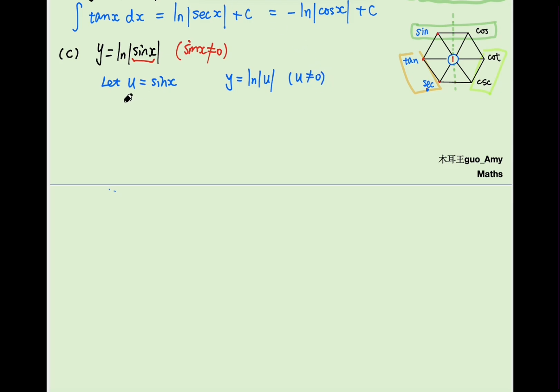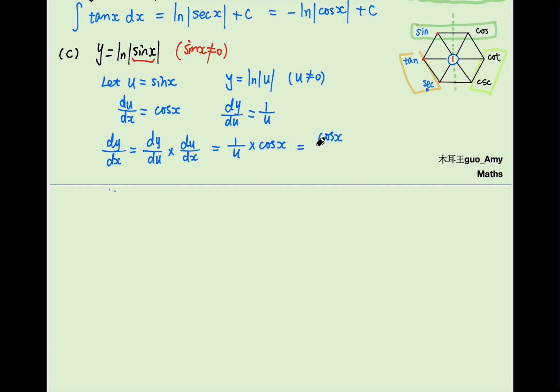Similarly, we are going to calculate the derivative of each function. du dx is equal to cosine x, and dy du, using the first formula, we have 1 over u. After that, based on the chain rule, we will have dy dx equals dy du times du dx. The result is cosine x over sine x. This ratio is equal to cot x.